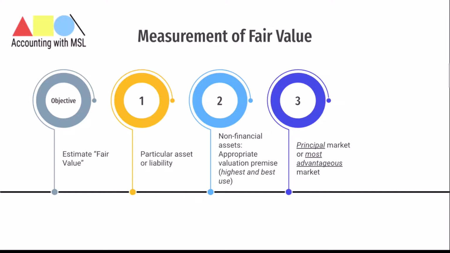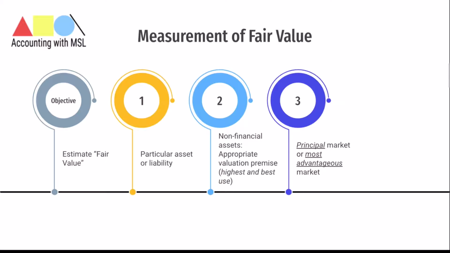The standard defines the most advantageous market to be the market that maximizes the amount that will be received to sell the asset or minimizes the amount that will be paid to transfer the liability after taking into account transaction cost and transport cost. So take note, the most advantageous market is where you get the highest possible price if you are selling an asset, or the market in which you pay the lowest possible price if it's the liability you are transferring.